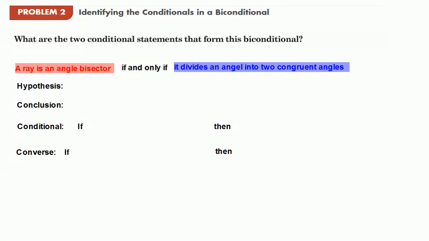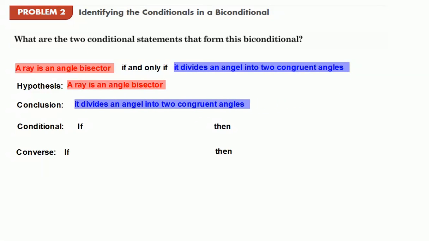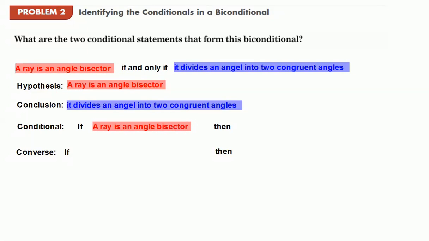Now we just need to identify the hypothesis and conclusion. A ray is an angle bisector. That would be our hypothesis. It divides an angle into two congruent angles. That's our conclusion. Now, if we want our conditional, we're going to take our hypothesis, a ray is an angle bisector, and put it here after the if.